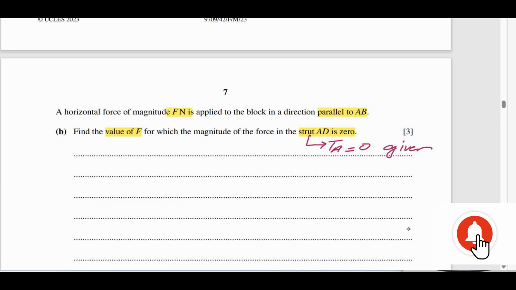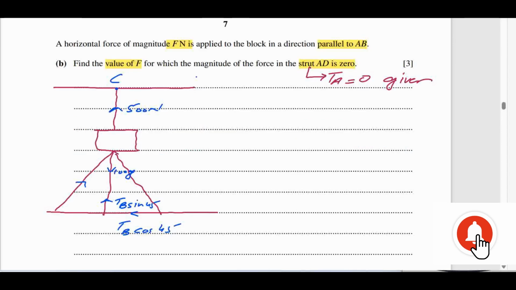Now, first of all, let's draw the diagram just to try to understand the concept. This is the diagram. Now, TA is zero, and we have resolved the components of TB as TB cos 45 and TB sin 45. This is the 100 gram weight which is acting downward. So these are the forces acting on this block.